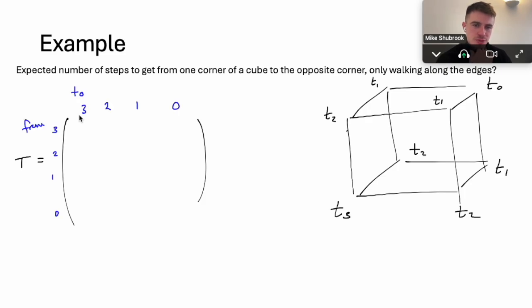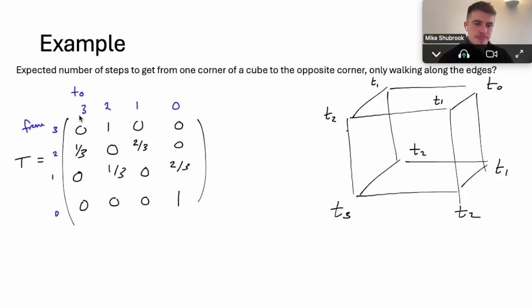So here's our transition matrix. We can label the rows as being where we're going from, and the columns as being where we're going to. And then we can just fill in the probabilities as so.